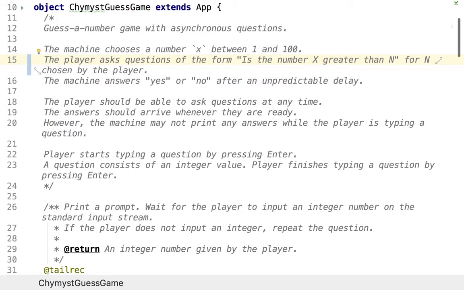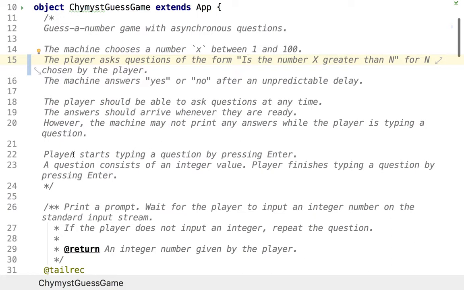So in other words, the console, the terminal window, is either at the player's disposal or at the machine's disposal, but not both. So this models contention on a resource. The resource is the console, and the contention is that the player wants to use the console to type the question, and also the machine wants to use it to print answers.